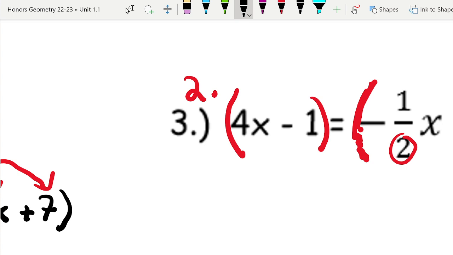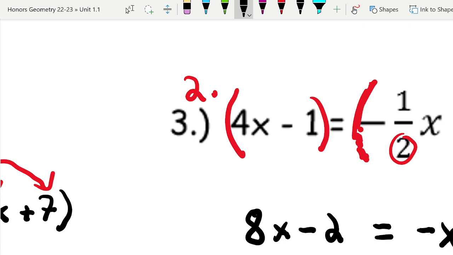When we do that, we get 8x minus 2 equals, now the fractions are going to cancel out because 2 times 1/2 is just 1, so we end up with a negative 1x and a negative 1. Now our equation is a lot easier to solve. We don't have any fractions to deal with.